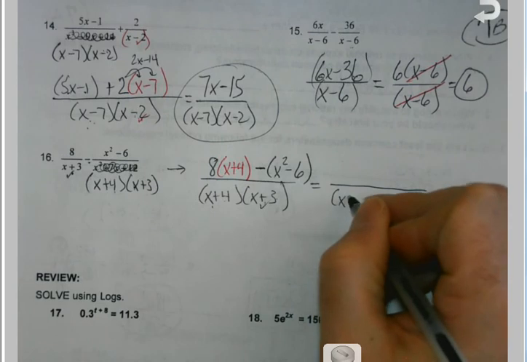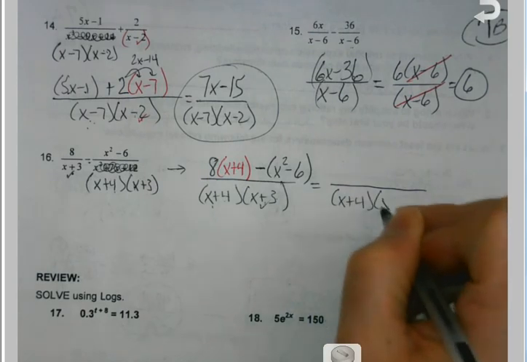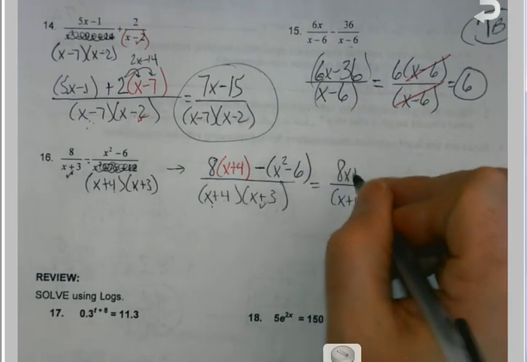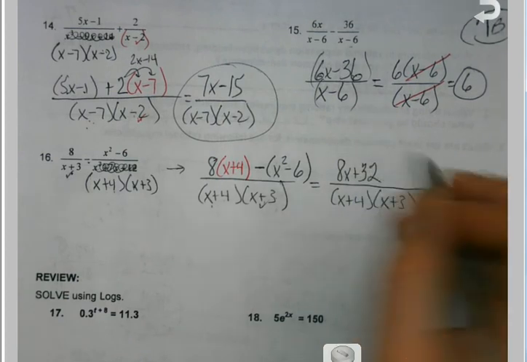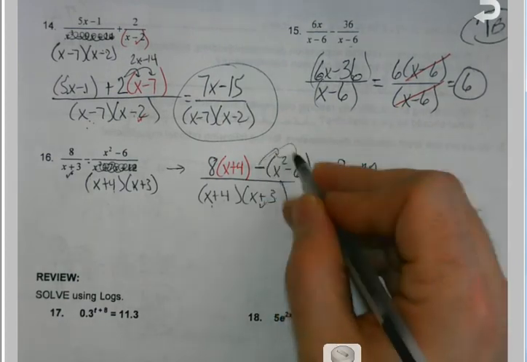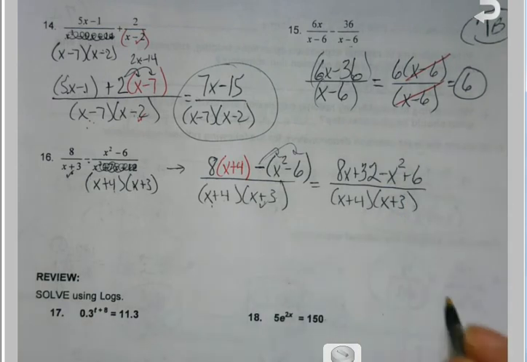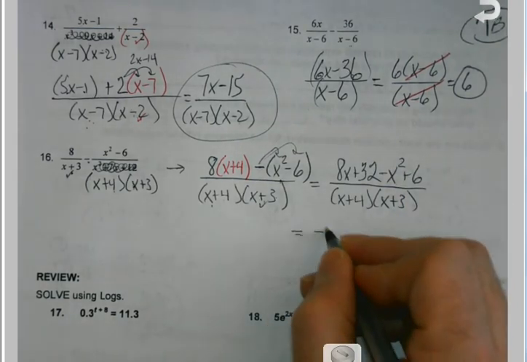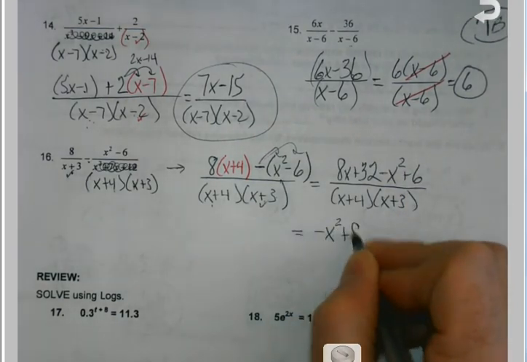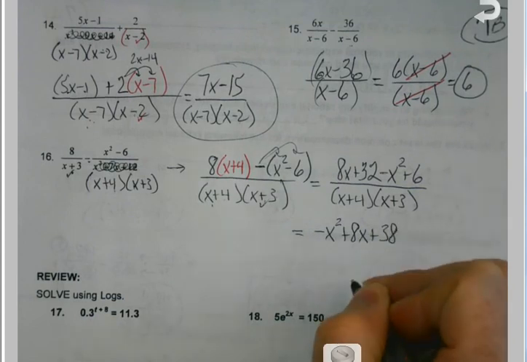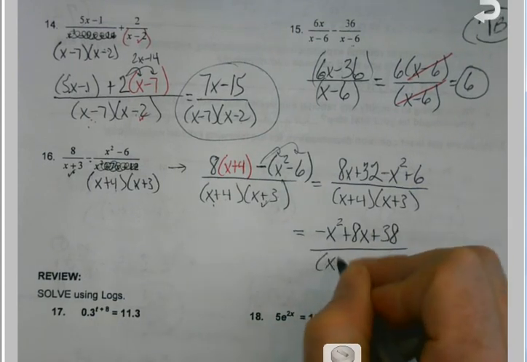I'm going to be a proponent in this one of taking my time. So I'm going to take one extra step here where I distribute my 8 and I distribute my negative through. And then we'll combine like terms. I don't think that's going to factor anymore.